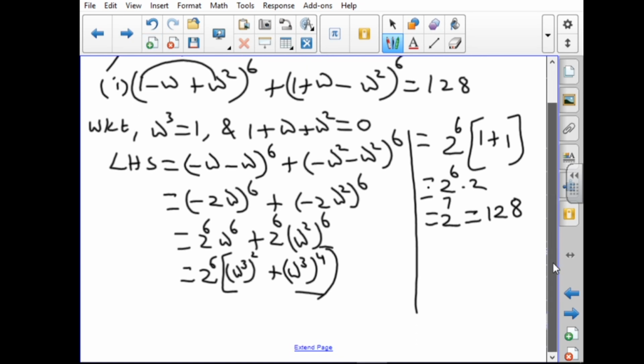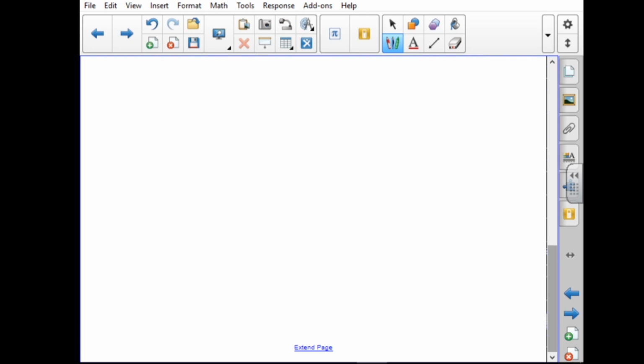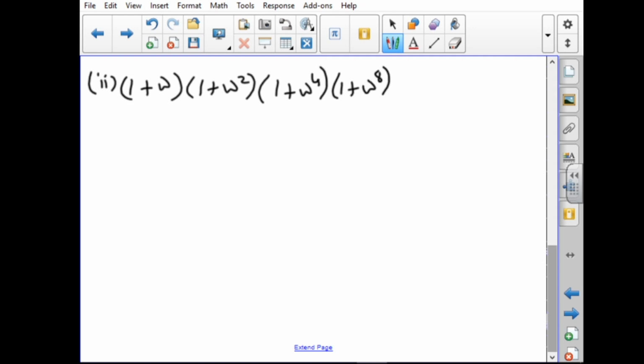Now we'll go to the next subdivision, the second one. The second subdivision is 1 plus omega into 1 plus omega square into 1 plus omega power 4 into 1 plus omega power 8, etc., up to 1 plus omega power 2 power 11 is equal to 1. We have to prove this.